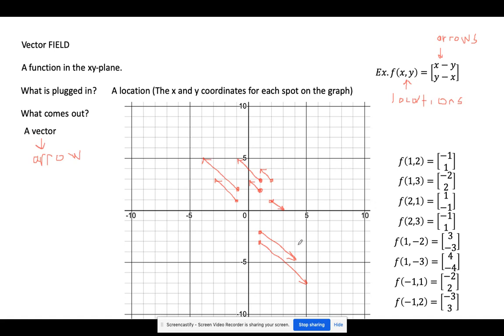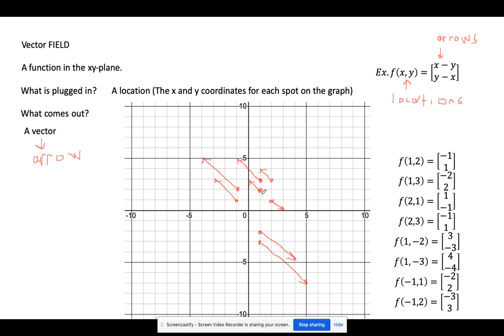Okay, and so you can see what we've got: a bunch of arrows on our graph, right? How do we know how big each arrow is and which way it goes? Well, that comes from these over here. And where did those numbers come from? Well, we plugged in the location. So at 1, 2, you take 1 and 2 and you plug them into this function, and the arrow has to go left 1 and up 1.